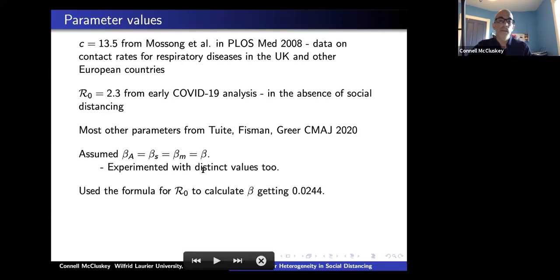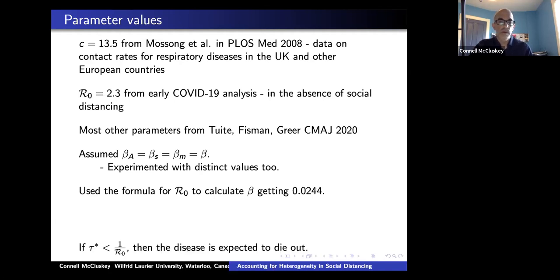So using the value of R0 of 2.3, and all the other values I have, the only unknown is beta, so you can reverse engineer it and figure out beta has to be roughly 1 over 40. You can note that if tau star is less than 1 over R0, then we expect the disease to die out. So R0 is 2.3, so if tau star is less than 0.4, roughly, 0.42 maybe, then the disease should die out.